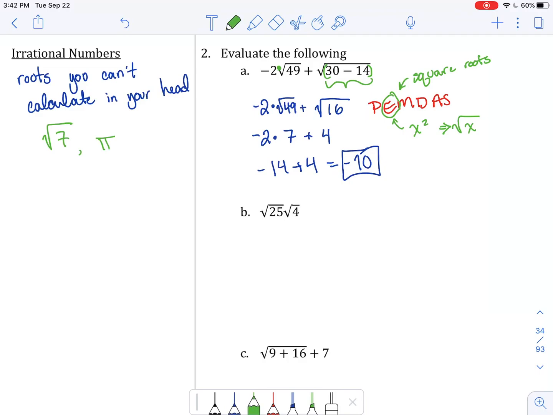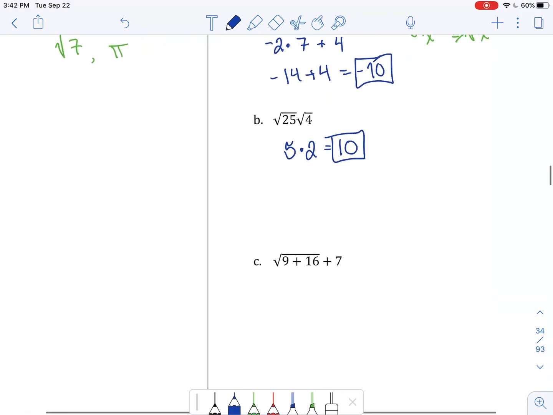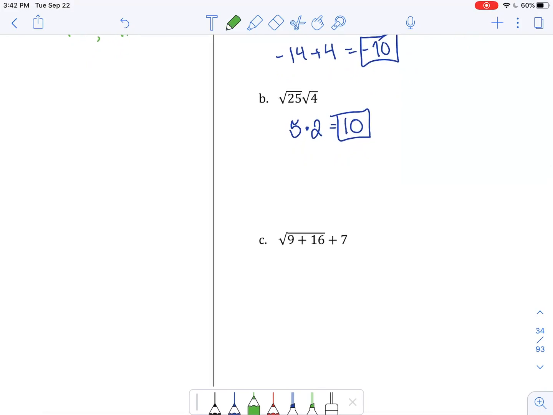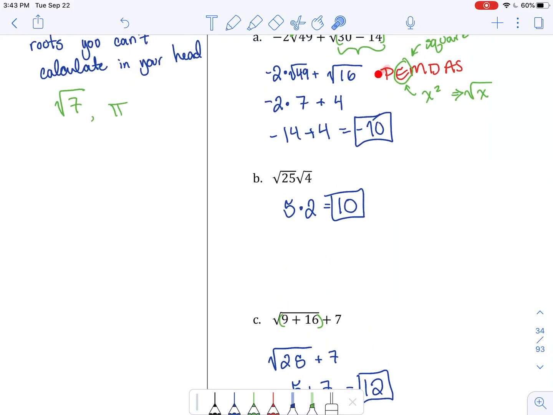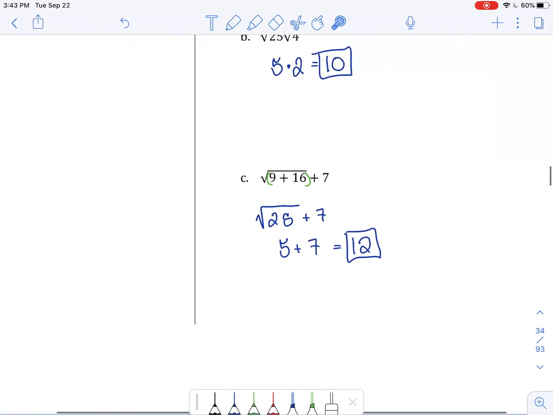You can have two square roots multiplied together. Here we have root 25 is 5 times root 4, which is 2, which equals positive 10. And for part C, again, we have a nice group. We can add those together, and we end up with root 25 plus 7 is equal to 5 plus 7, which is 12. So, square roots, remember, if there's multiple things inside them, treat them like your parentheses, and then you will do them next because they are similar to exponents.